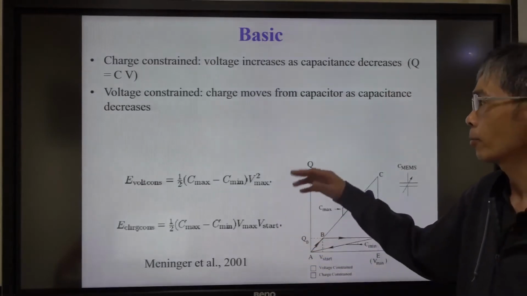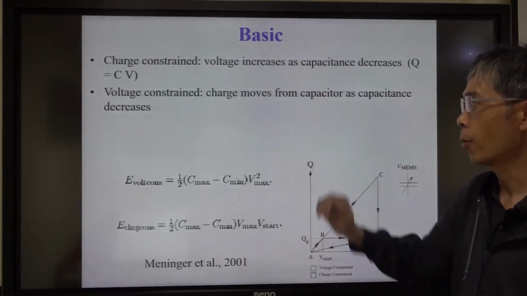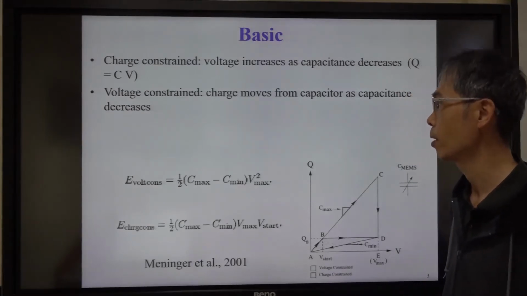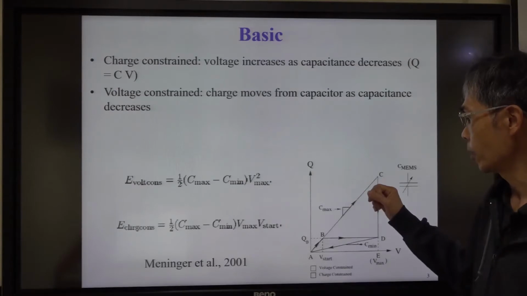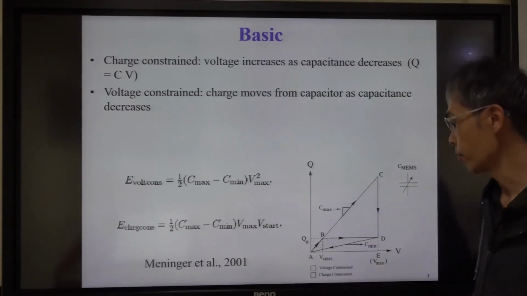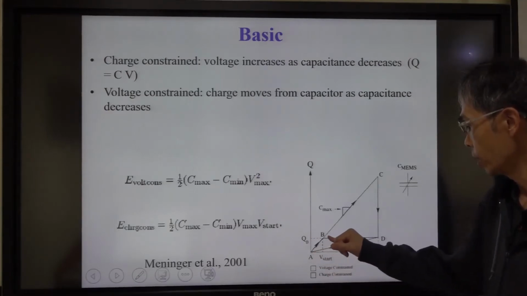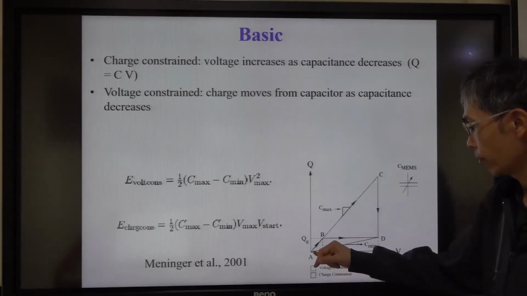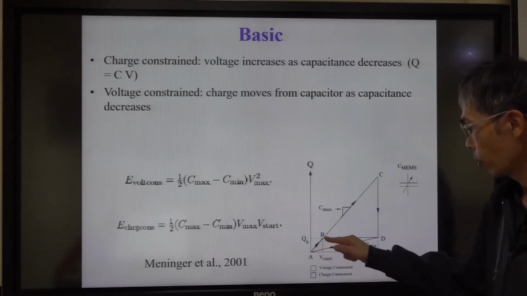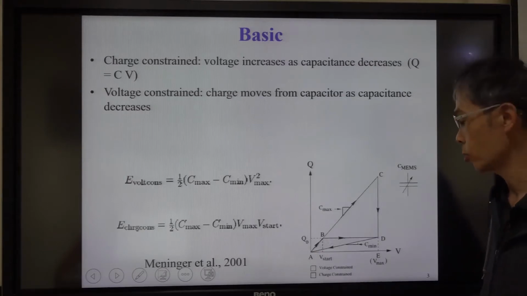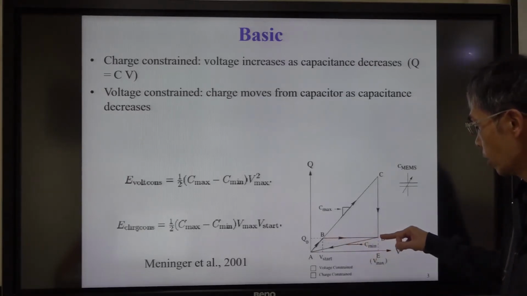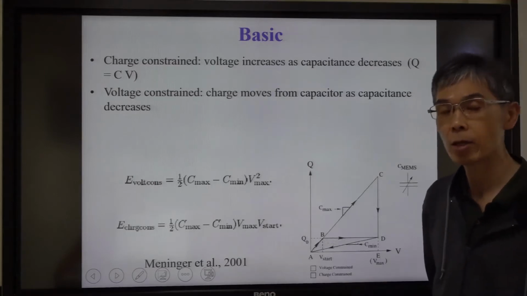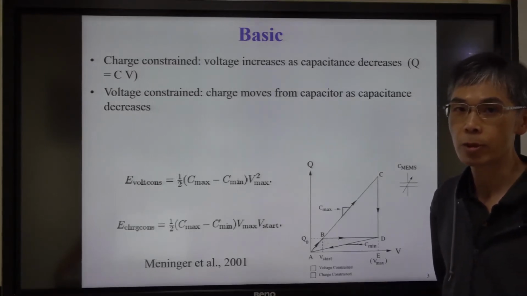So we have two mechanisms. One is the charge constraint mechanism. The second one is the voltage constraint mechanism. For the charge constraint mechanism, we have this curve from A, B, D, back to A. Point A is the starting point. Then we go to point B, reach the constraint charge. Then we follow this horizontal line to D. Then go back to the original point A. So this is a cycle for the charge constraint electrostatic energy harvesting.